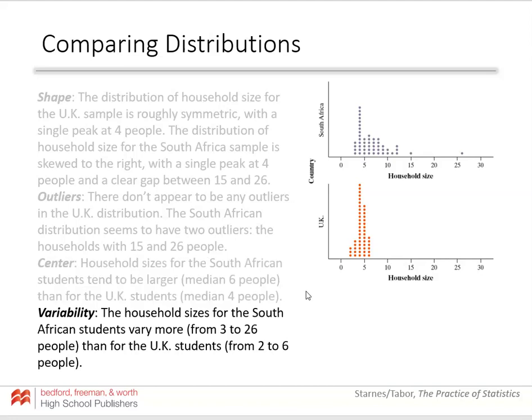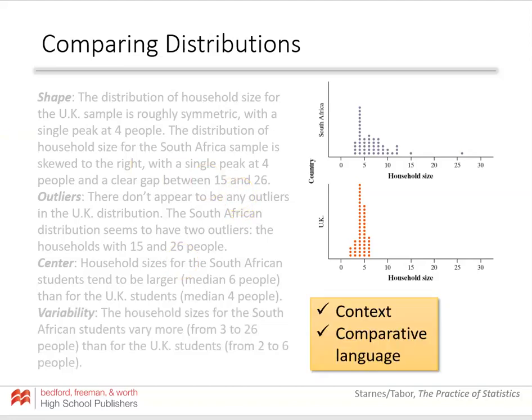And then finally, variability. I might use words like spread, but we really mean variability. How does it vary? One of the ways you can talk about variability is talking about the range. So the household sizes for the South African students vary more. It goes from 3 to 26 people, with a range of 23. Whereas the UK only ranges from 2 to 6 people. So the things we talked about: we made sure we had context and we also had comparative language.